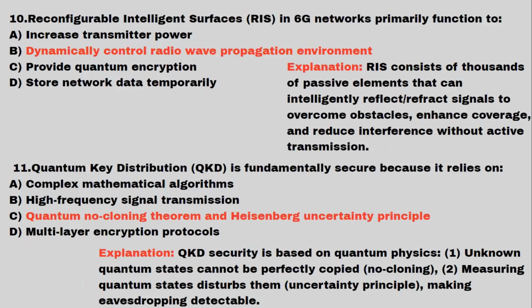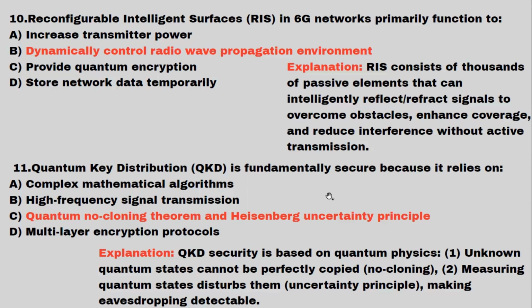Reconfigurable intelligent surface, RIS, in a 6G network primarily functions to dynamically control the radio wave propagation environment. The explanation is RIS consists of thousands of passive elements that intelligently reflect signals to overcome obstacles, enhance coverage, and reduce interference without active transmission. Okay, so this is a bit of the latest type of technology. We have taken 2 very hard questions.